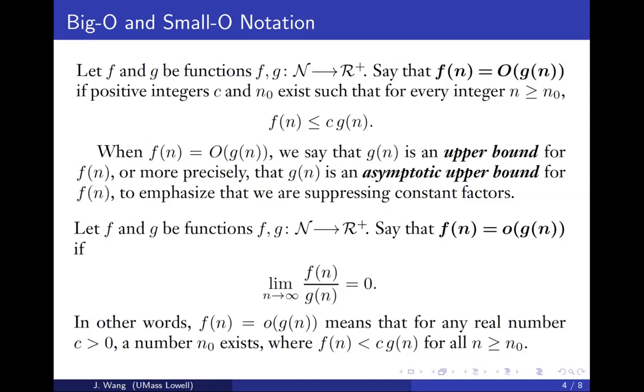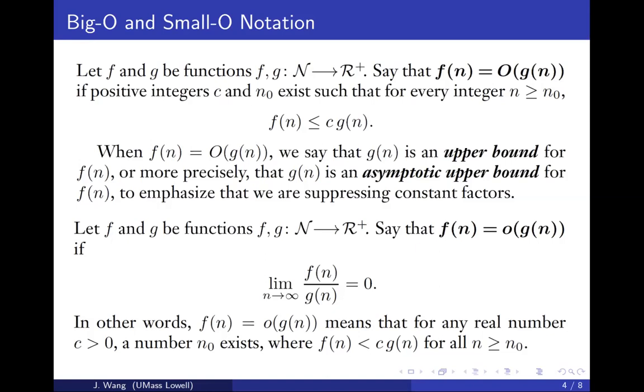So when this happens, we write g of n is an upper bound for f of n, or more precisely, that g of n is an asymptotic upper bound for f of n, to emphasize that we are suppressing constant factors.